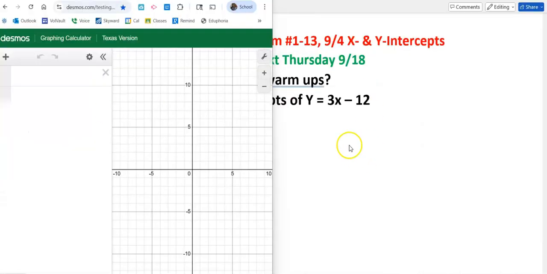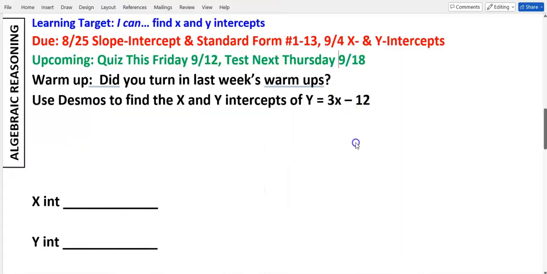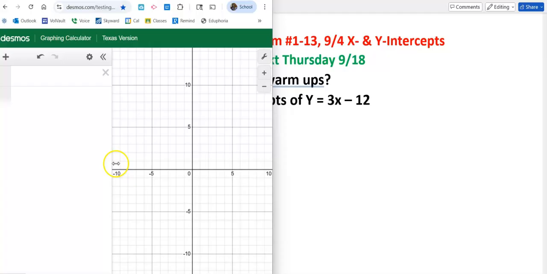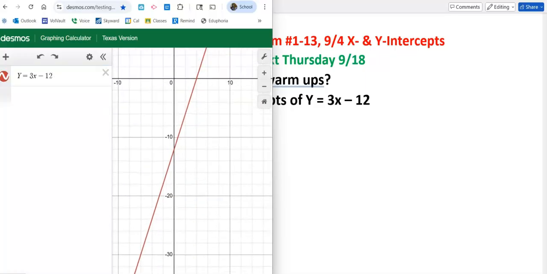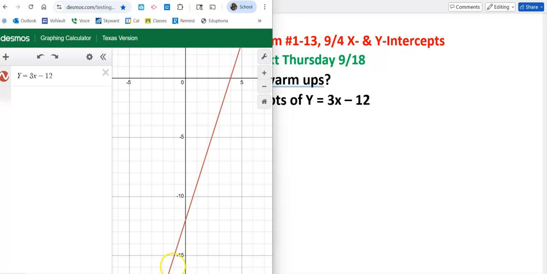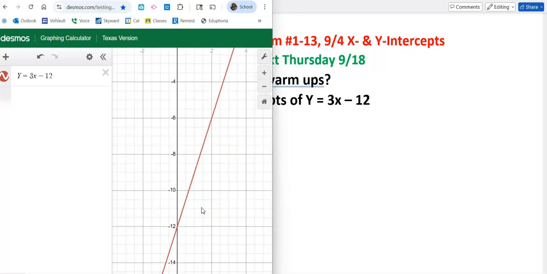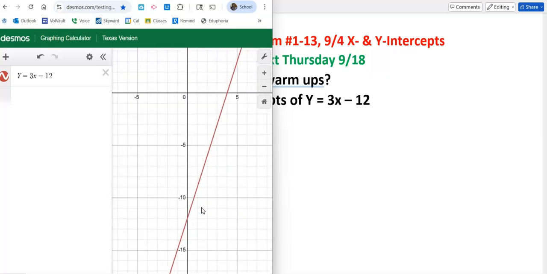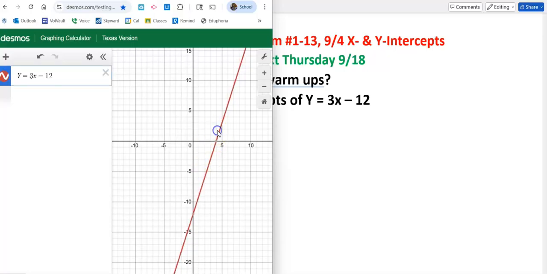It says to find the x and y intercepts of y equals 3x minus 12, right? So if you open up Desmos from your Launchpad and you type that in, does everyone see that there are two intercepts? There are some gray dots. Wait, hold on. Usually there's, oh, there we go. There's a gray dot here, click it. There's a gray dot here, click it.